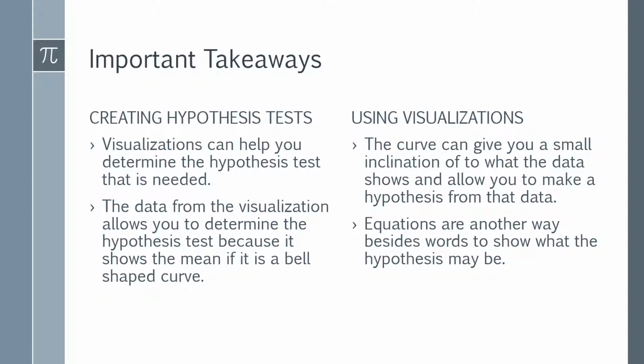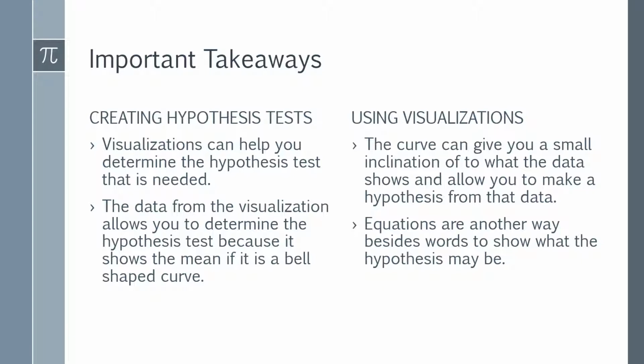Here, an important takeaway would be creating a hypothesis test. Visualizations can help you determine the hypothesis tests that are needed. And during those visualizations, the data allows you to determine the test, because it shows the mean if it is a bell-shaped curve. And in that mean, it allows you to make a hypothesis and compare it to the opposite, which would be the alternative. And using visualizations, the curve can give you a small inclination of what the data shows, and allow you to make a hypothesis from that data.